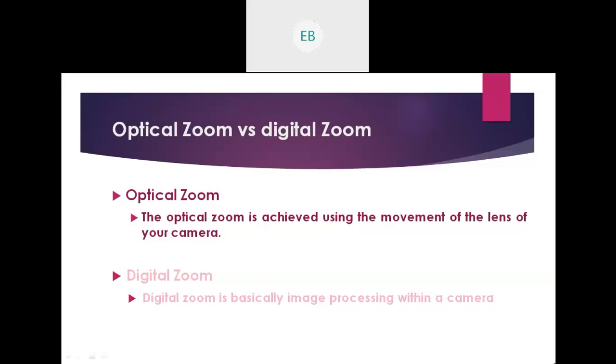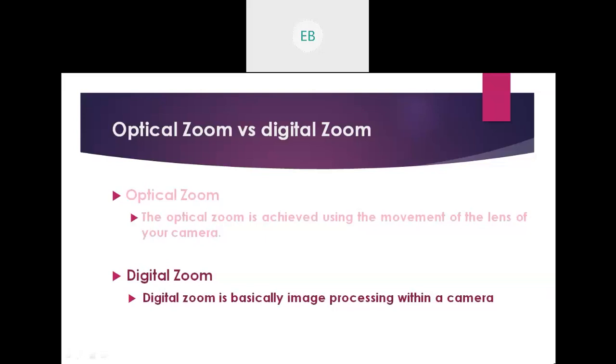You have seen those wedding photographers, right? They have a variety of lenses. If you have a digital camera, you can get the idea. They can zoom in and zoom out using that special type of lens. This is about optical zoom. It is achieved by physically moving the lens of your camera, and then you can zoom. So this is optical zoom.